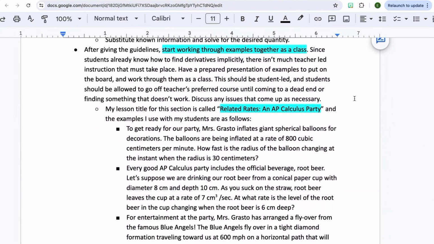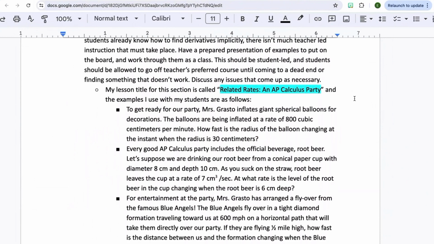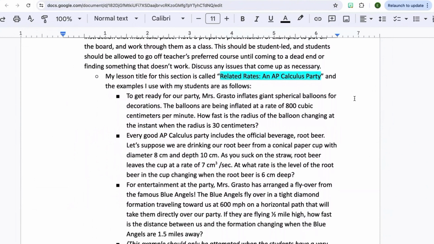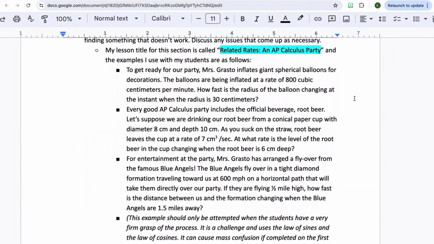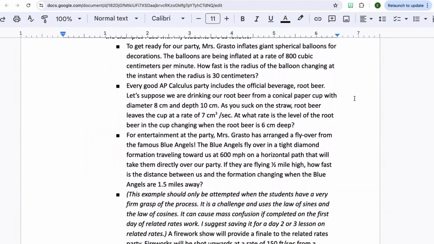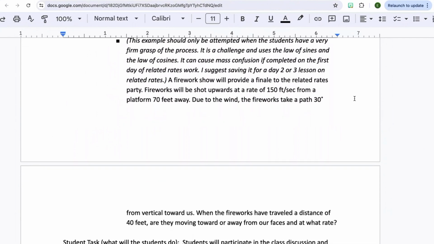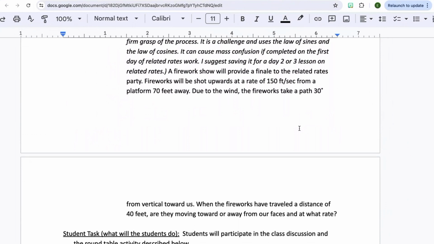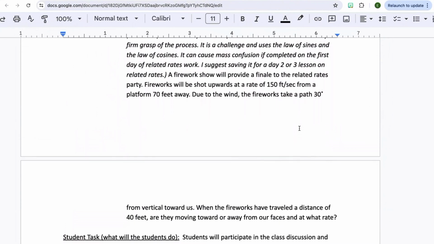But I allow the students to kind of guide each of the problems, and if we go down a wrong path, we talk about where we went wrong, what we could have done better, all of those types of things. So these are the specific examples that I use. The last one there is a very challenging one. It should probably be covered on a day 2, maybe even day 3 of related rates, depending on the amount of time you have in your class.